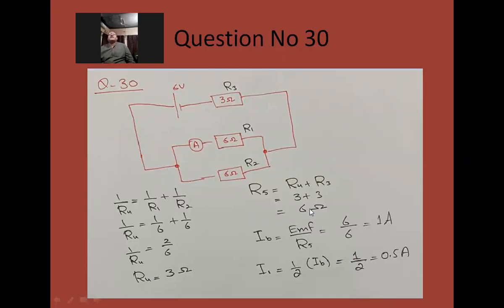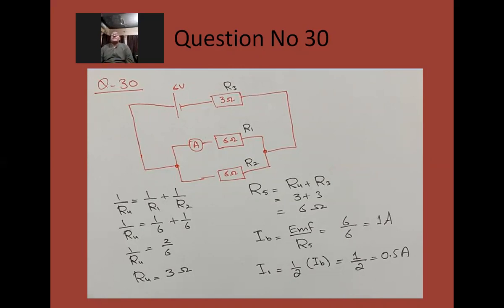So their resultant will be 6 ohm. So R4 plus R3, that will be 3 plus 3 and that will be 6 ohm. So once you know the total resistance of the whole circuit, and you know the voltage of the battery, I can calculate how much current will come out of the battery. So the current from the battery will be equal to the EMF divided by the total resistance. So that will be 6 divided by 6, and that will be 1 ampere.